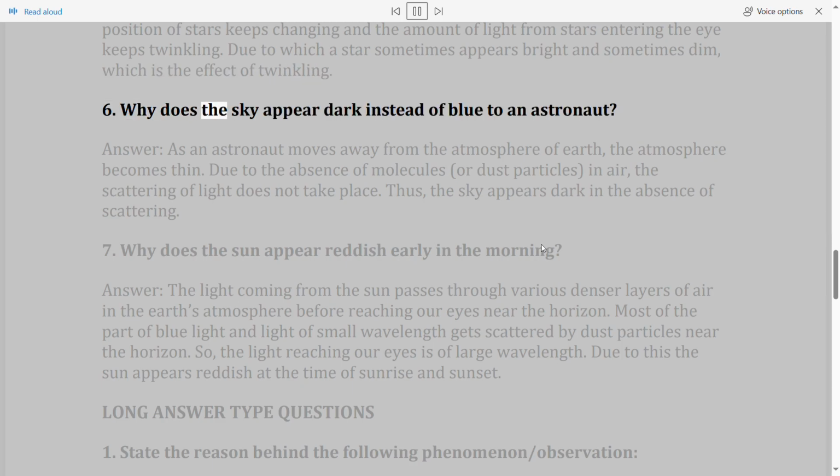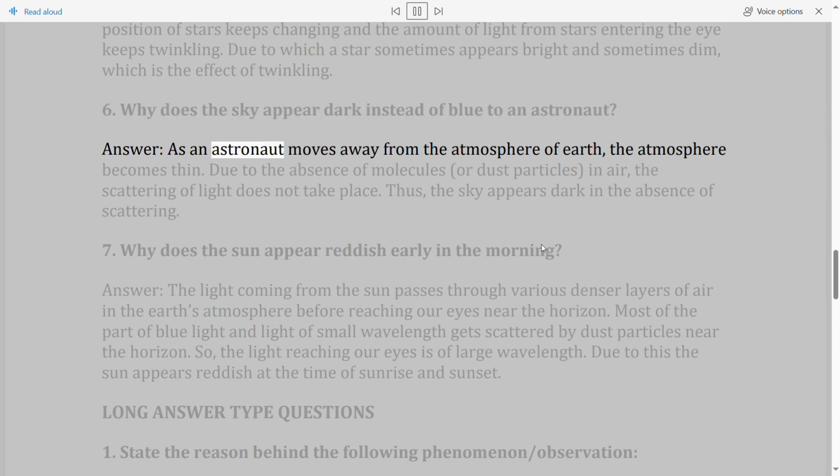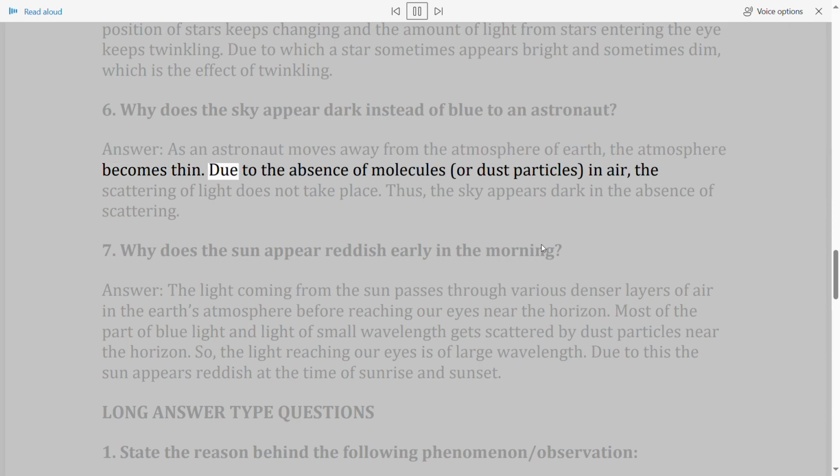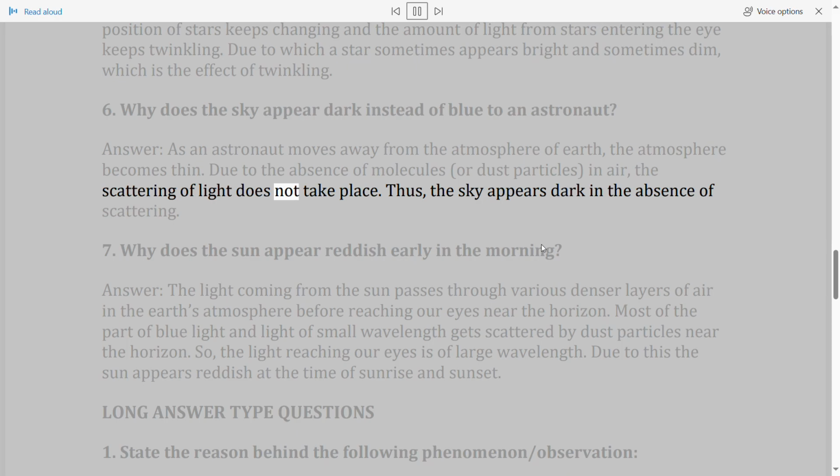6. Why does the sky appear dark instead of blue to an astronaut? Answer. As an astronaut moves away from the atmosphere of Earth, the atmosphere becomes thin. Due to the absence of molecules or dust particles in air, the scattering of light does not take place. Thus, the sky appears dark in the absence of scattering.